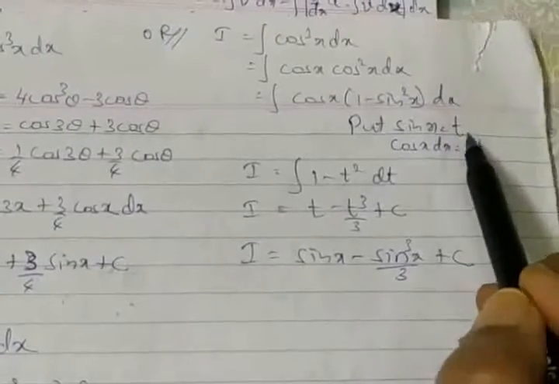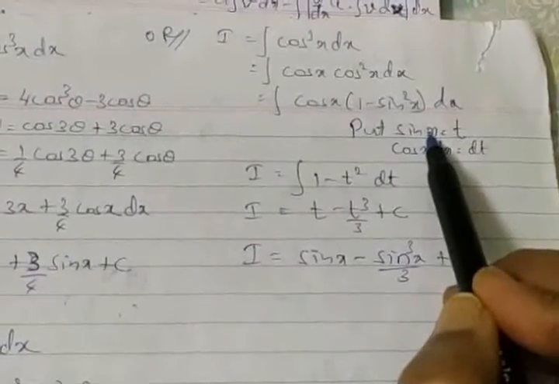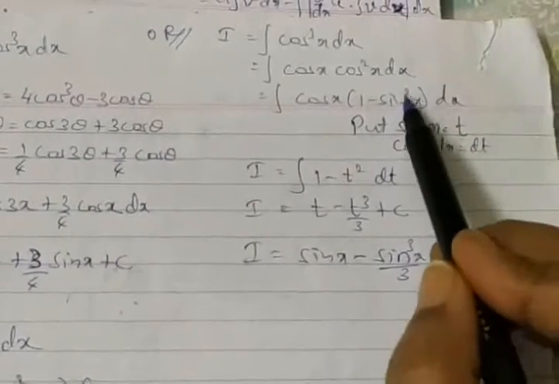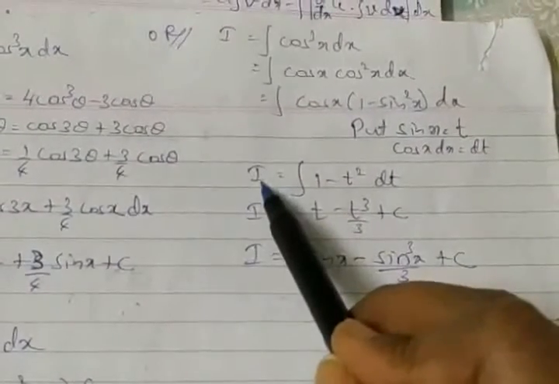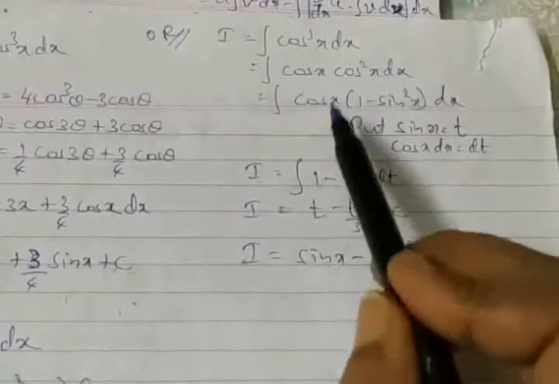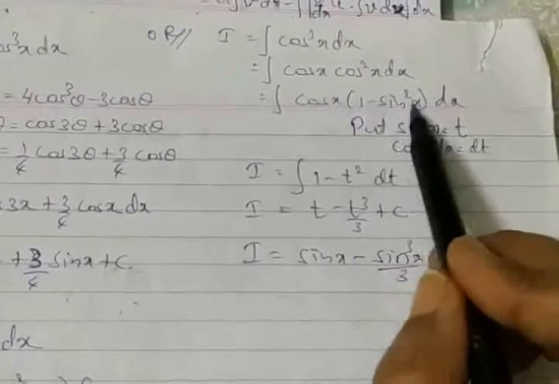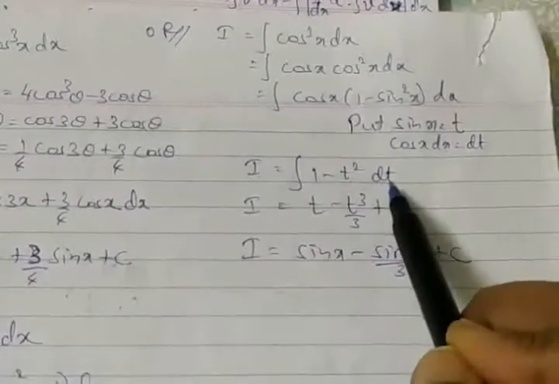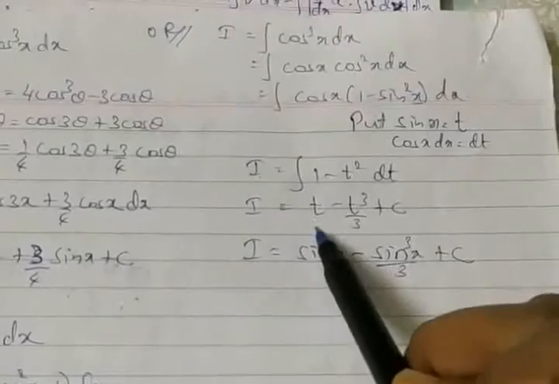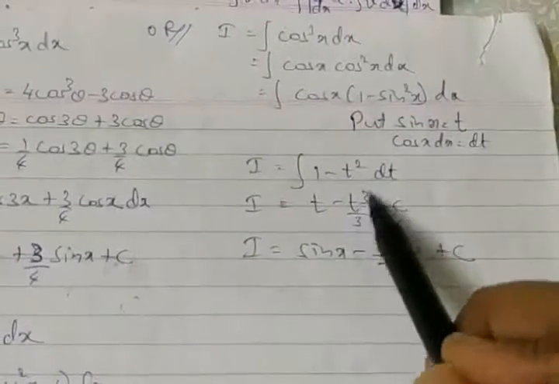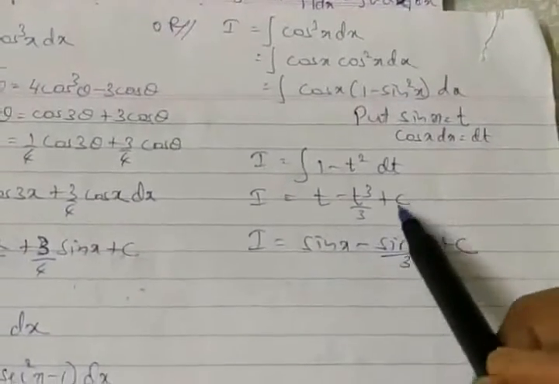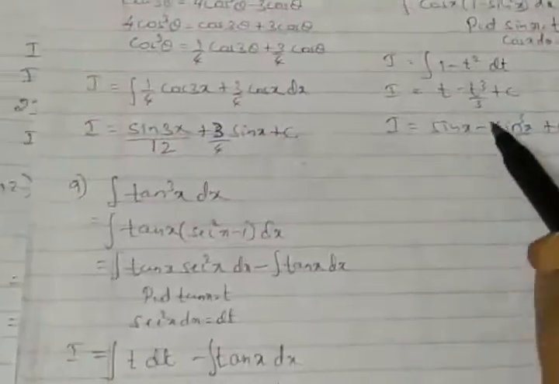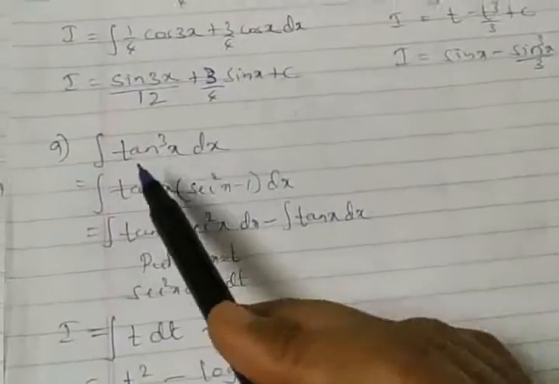Put sin x is equal to t. Differentiation of sin x, cos x with respect to x, can be replaced by dt. So everything back in this, and let's verify what I reduces to now. I is equal to 1 minus sin square, it's 1 minus t square, cos x with respect to x is replaced by dt. So we have integration of 1 as t minus integration of t square is t cube by 3 plus c should be the answer. Replace it back, we find sin x minus sin cube x by 3 plus c should be the answer. Let's move on to integration of tan cube x.